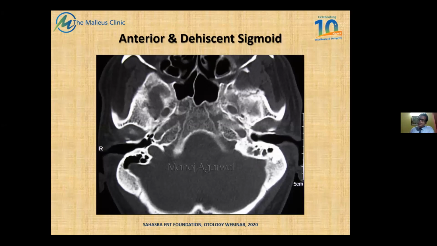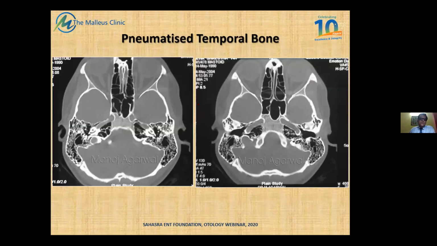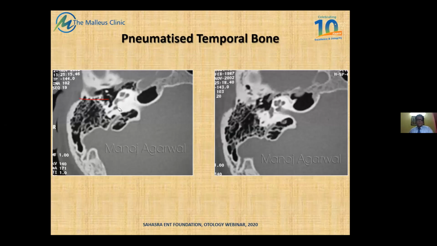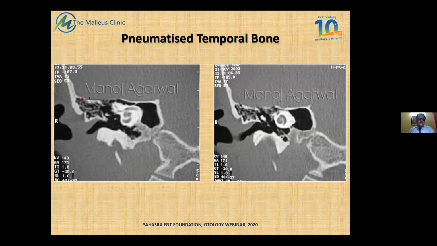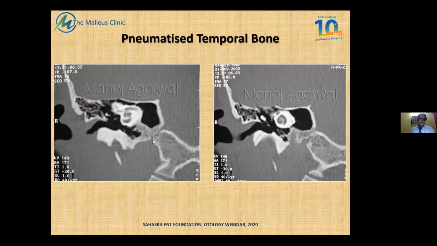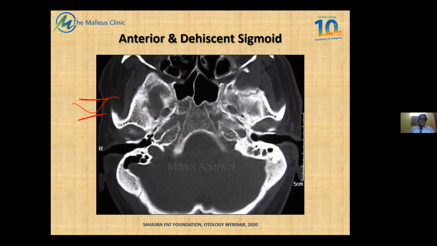Remember, on coronal sections, when this tegmen reaches the level of the external auditory canal, it is called a low-lying dura. The question had come in again the last time, so I just thought maybe I should answer it again, that when the tegmen comes down almost up to the level of the external auditory canal, it's called a low-lying dura. Unfortunately, we do not have something like that for the anteriorly placed lateral sinus.